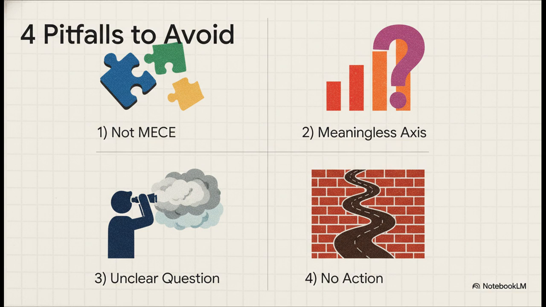So, to build a tree that actually works, you need to make sure of 4 things. First, it's got to be MECE. Second, the categories have to be meaningful. Don't break down your customers by left-handed versus right-handed. Third, your starting question has to be super specific. And finally, the end of each branch has to lead to something you can actually do, a concrete, testable action.